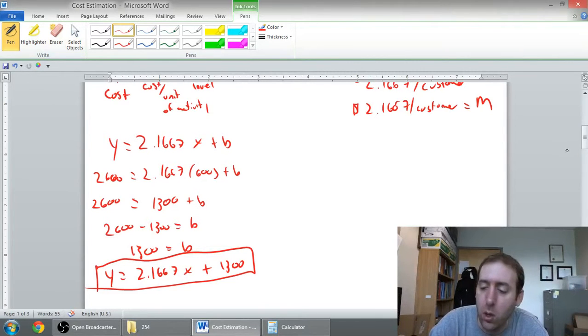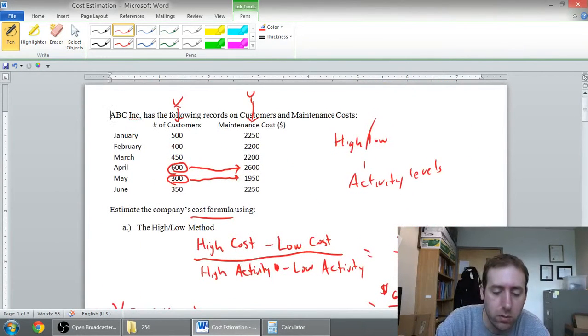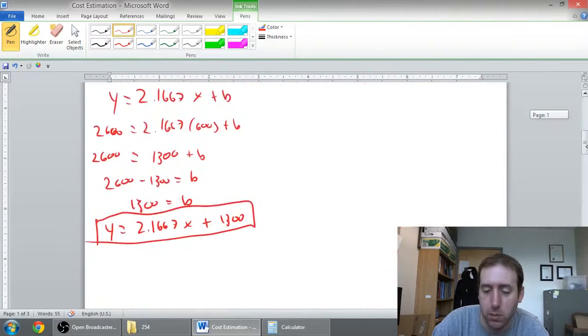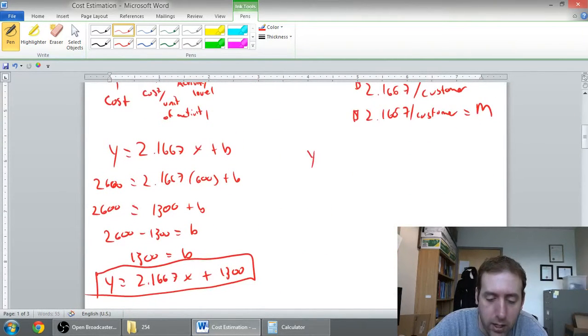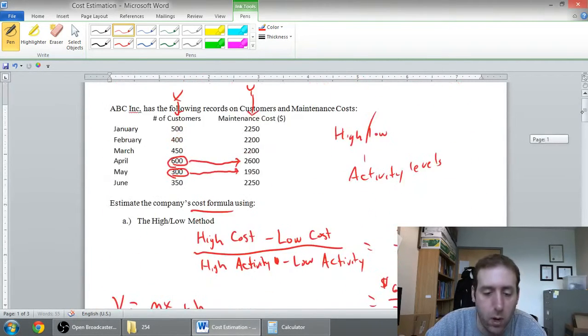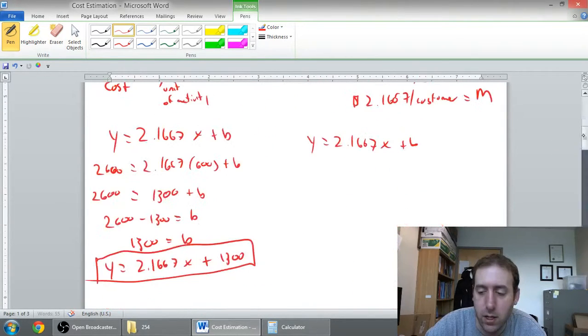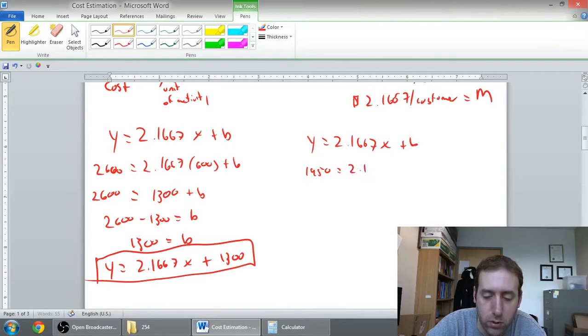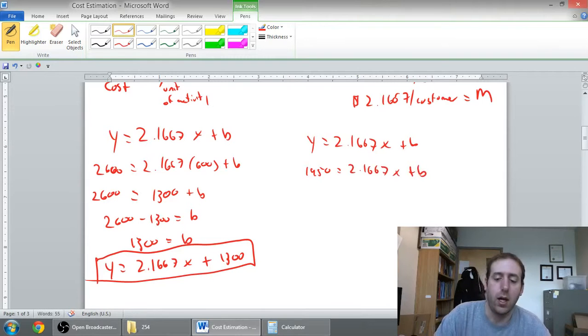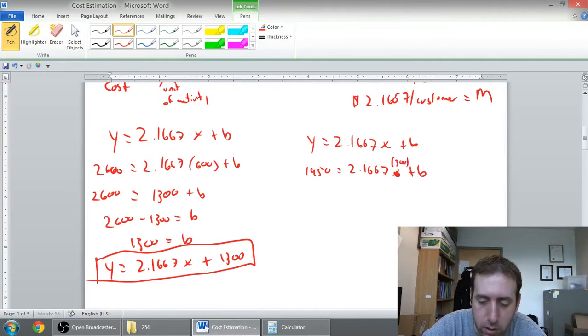So let's use our low point. Our low was 300, 1950. So let's plug that in. Y equals 2.1667x plus b. And as we've just said, our y is going to be 1950, our x 300. 1950 equals 2.1667x plus b. Oh shoot, not x. Sorry, that was 300 plus b. So let's fill it in.